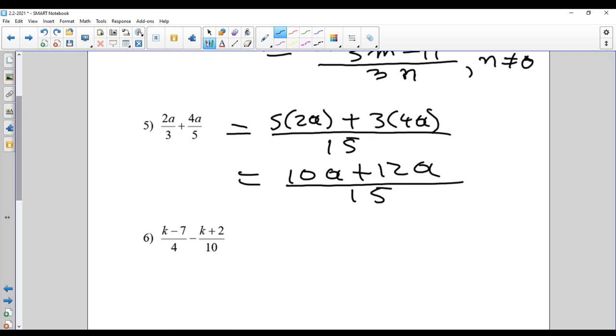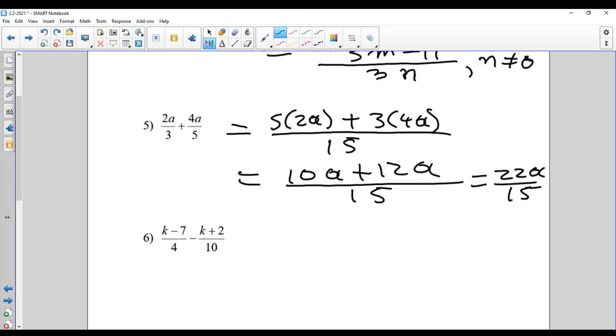There's a common like term. So 10 plus 12 is 22. So it's 22a over 15. Now, when you get to that last point, you should always look to see, can I reduce this anymore? Truth is, in this case, you can't. There is no common factor at the top and the bottom, so you can't reduce it anymore.